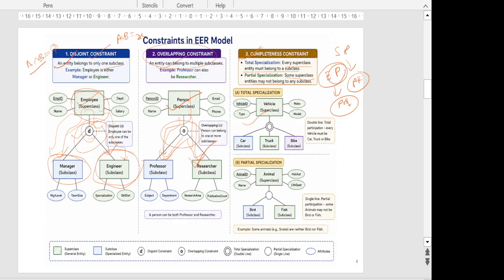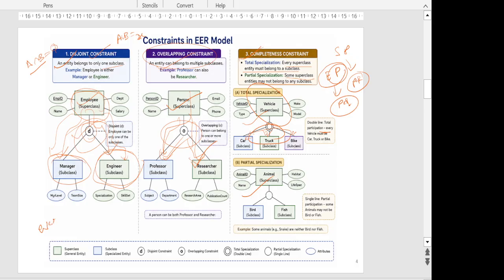Vehicle is a superclass. Vehicle may be truck, car, bike. Right. The double line indicates the total participation, which means that every vehicle belongs to either of the categories. So that's why it is a total participation. Partial participation means only some will follow. Right. Simple example, don't get confused.